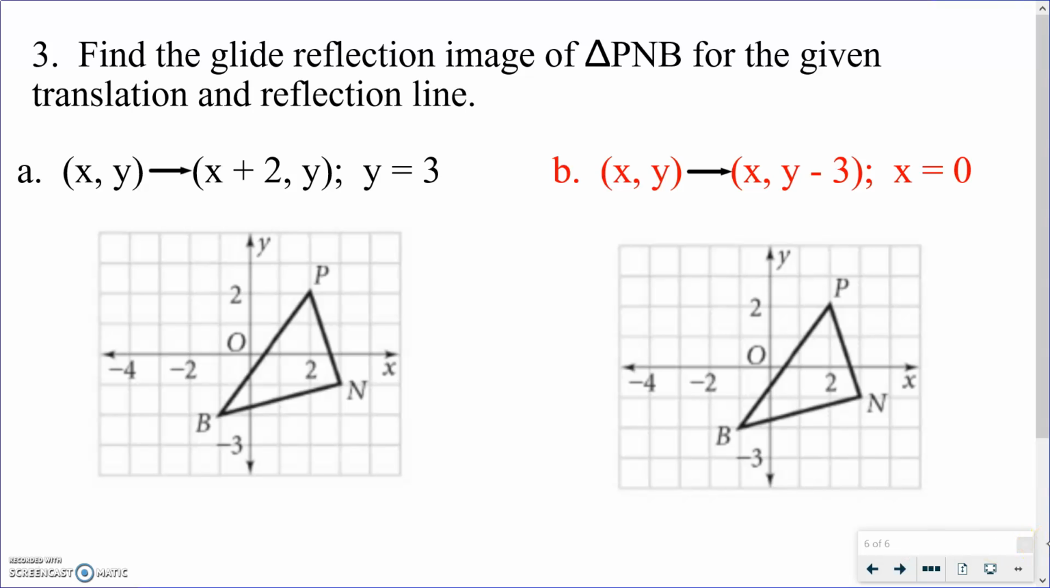Let's try a couple more here. So we're going to do some more glide reflections. And so we'll do our translation first and then a reflection. And so what I would say is at this point, if you want to pause this video, try these on your own, and then unpause and listen to me go through it. That might be a good idea just to make sure that you can do these glide reflections. So again, I'm going to give you a chance to pause it before I start going through it.